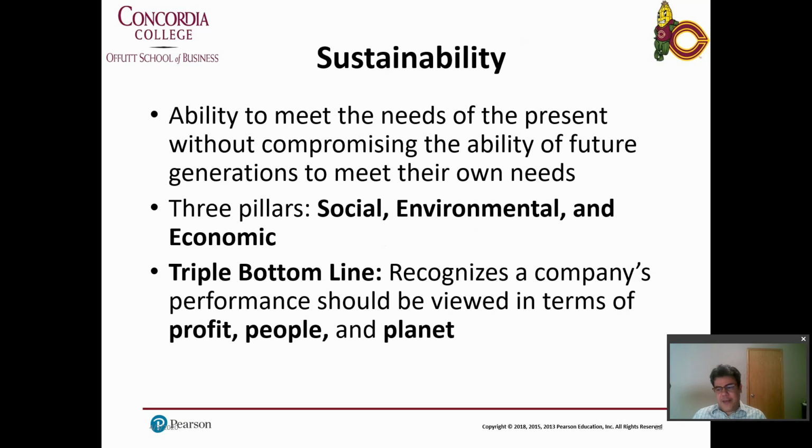And sustainability, which we will be working with all over the chapters, and we will finish our course with sustainability in chapter 15, especially about the triple bottom line: profit, people, and planet.